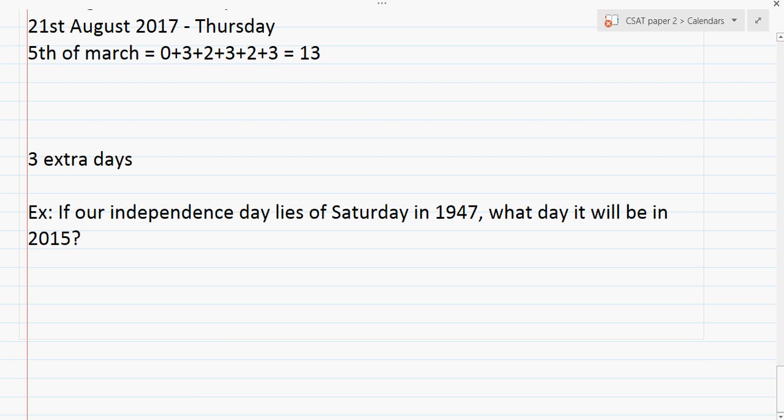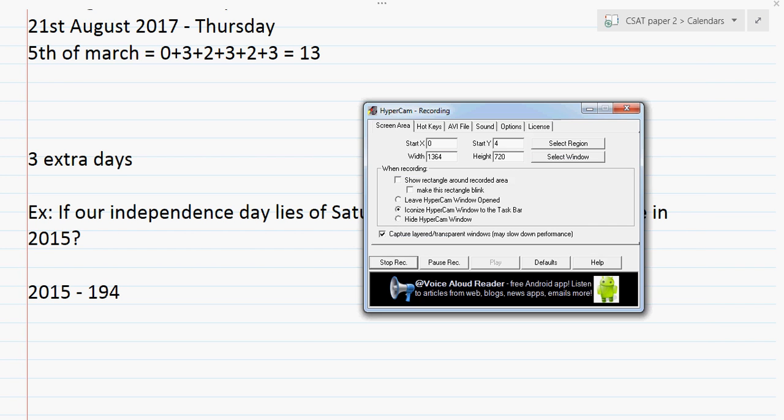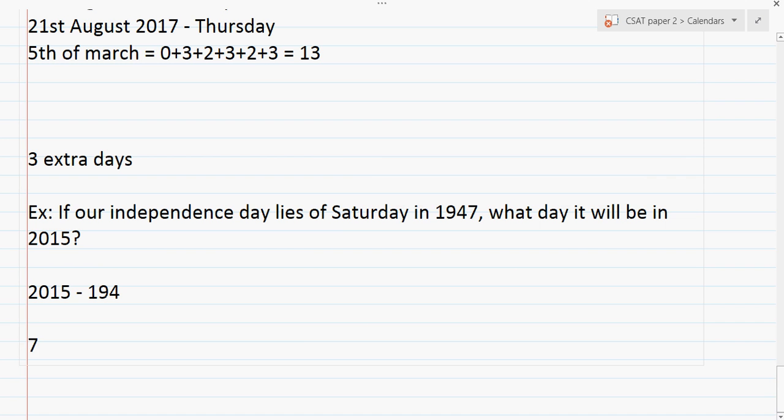So let's see how to do it. Simple. Firstly, we'll find how many years are there between 1947 and 2015. So it is very easy: 2015 minus 1947. Right, these are the number of years, which is 68, right? So 68 years we have to add.